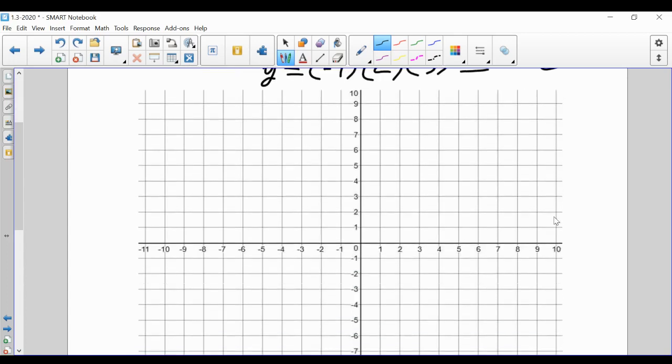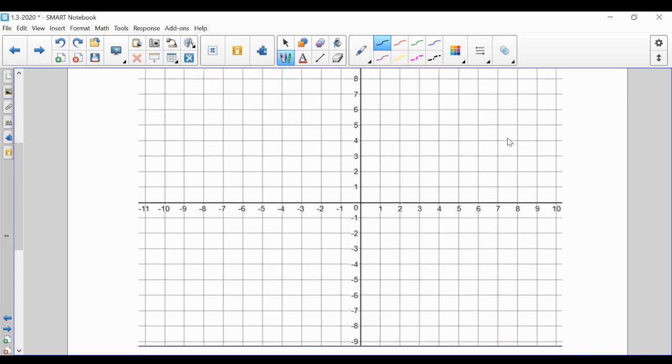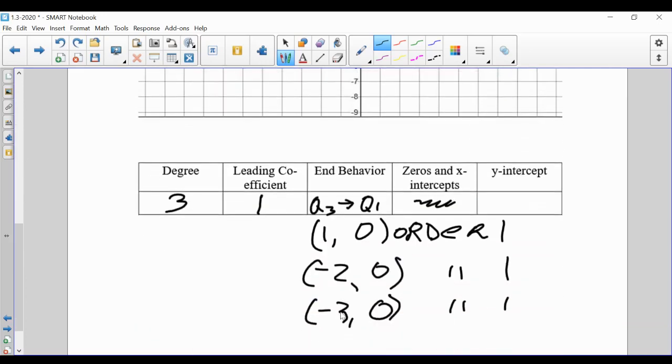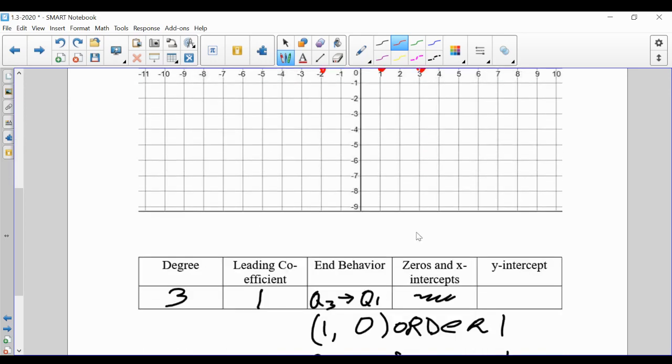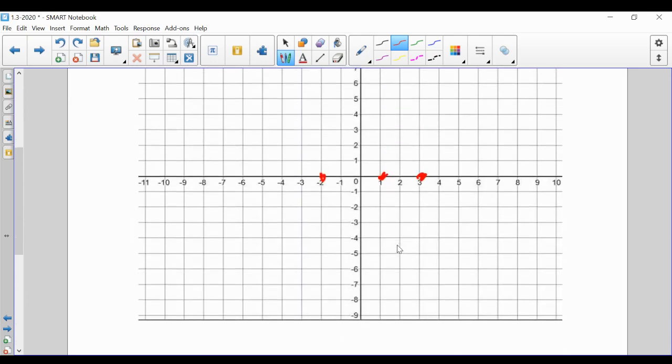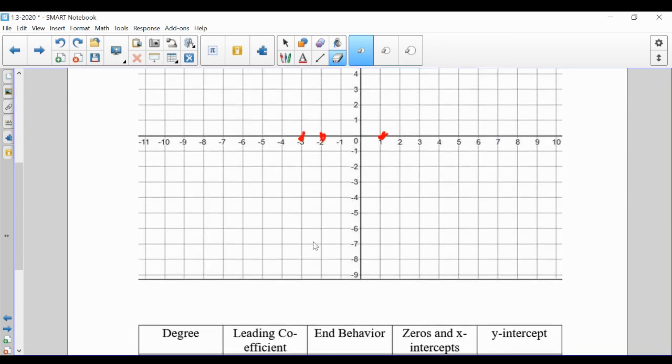So I know a few things about this graph, which means I can sketch it. I know that it has 3 zeros which are not bouncing zeros. I'm going to go straight through with these zeros. 1 at 1, minus 2, and minus 3. Those are my 3 zeros. Oh, minus 3, sorry. So let's erase that one. So those are my 3 zeros. I also know it's going to cross the y-axis at minus 6.